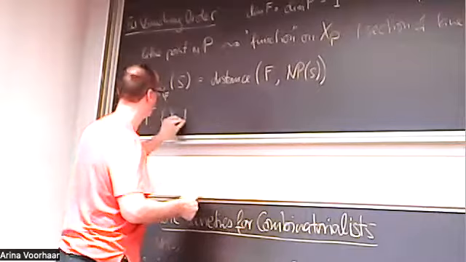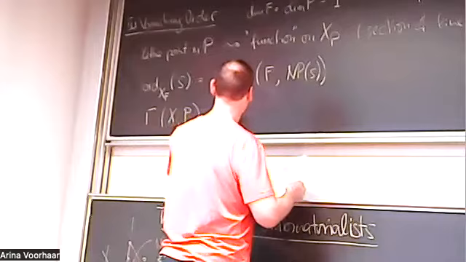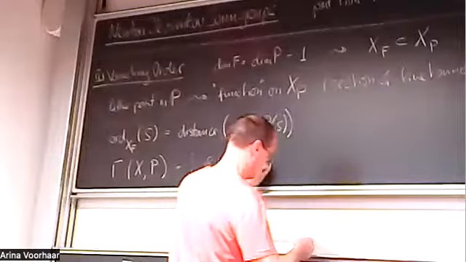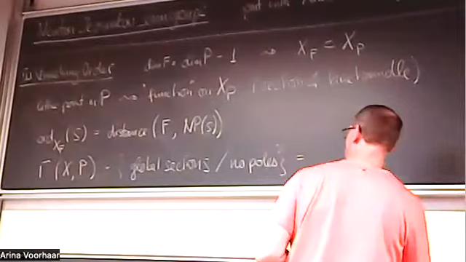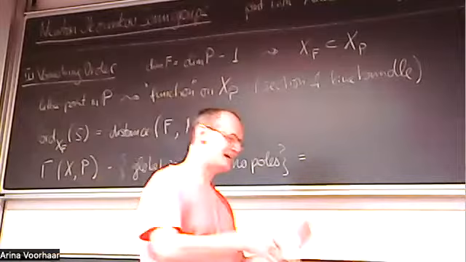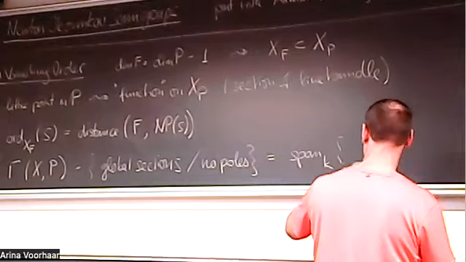And let me just introduce one more notation. The capital gamma of X and P, that's what we call the global sections. That is, sections that have no poles. And as I said, this is all the sections whose Newton polytope lies inside of P. In other words, that's the span over our ground field of the lattice points of P.